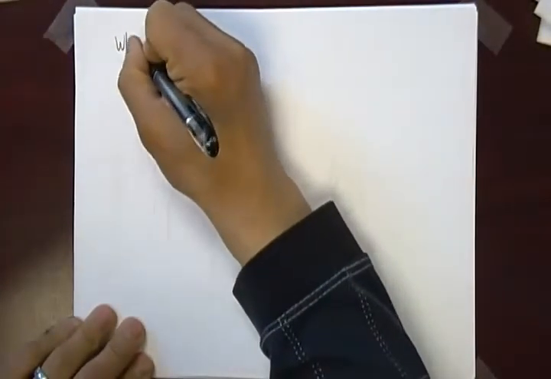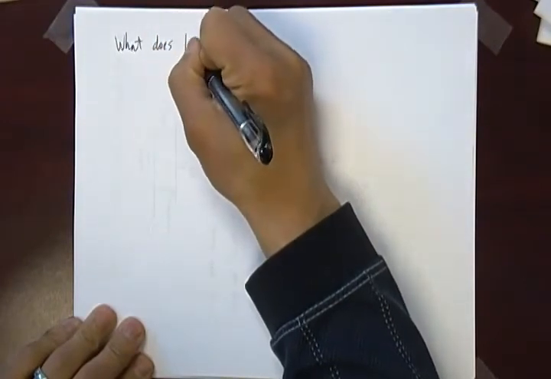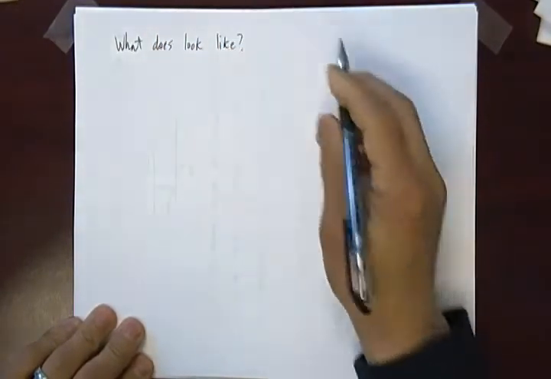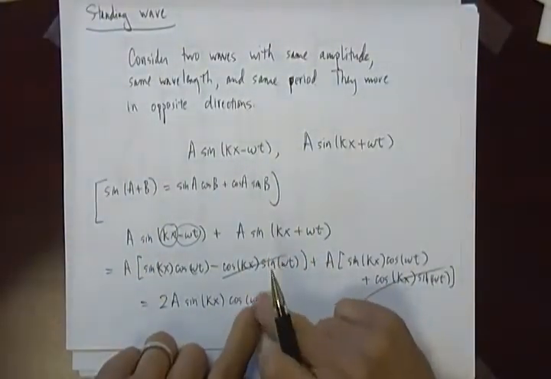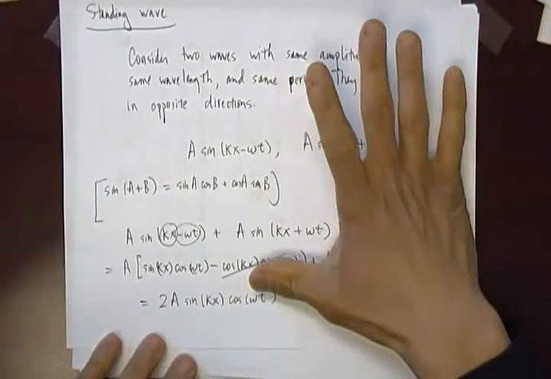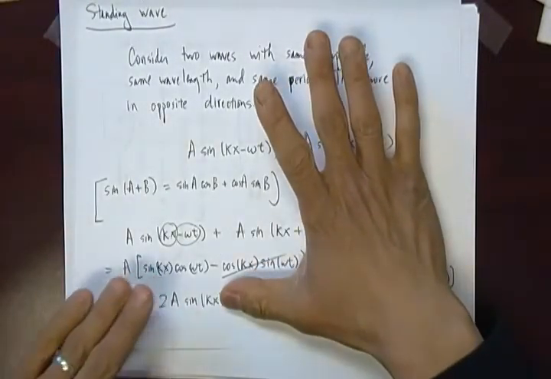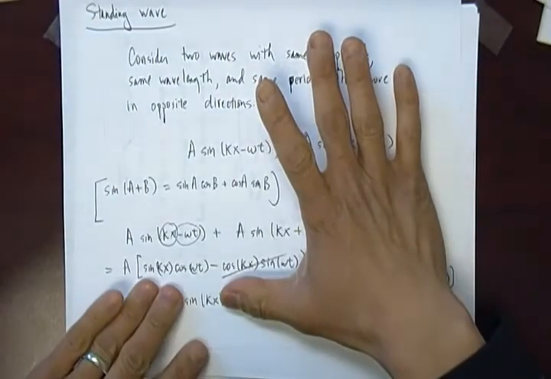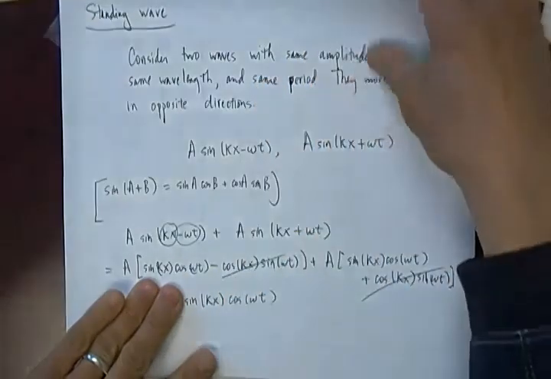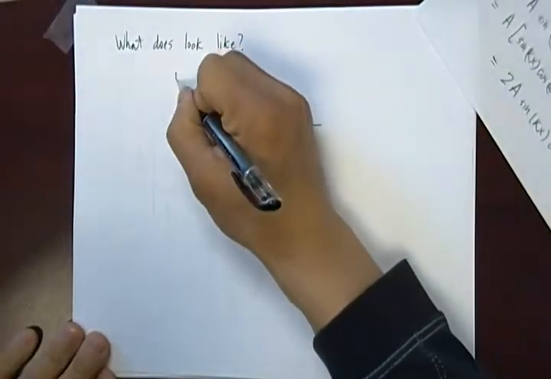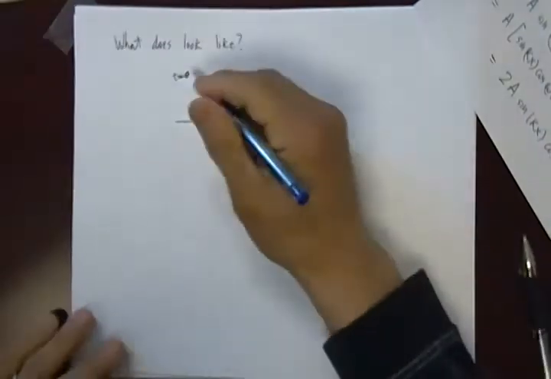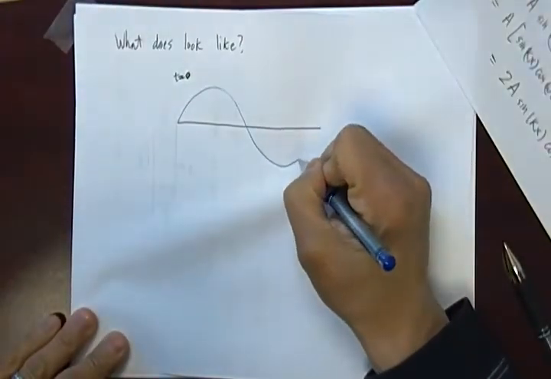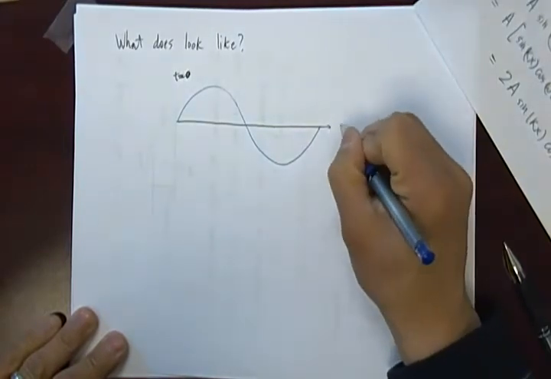So what does this look like? Let me try to motivate this. Let's set t equal to 0. When t equals 0, the cosine will be just 1. Let's make life simple and think about just the sine of kx. So at t equals 0, we'll have a shape that looks like just the sine of kx. What I'm plotting here is x.